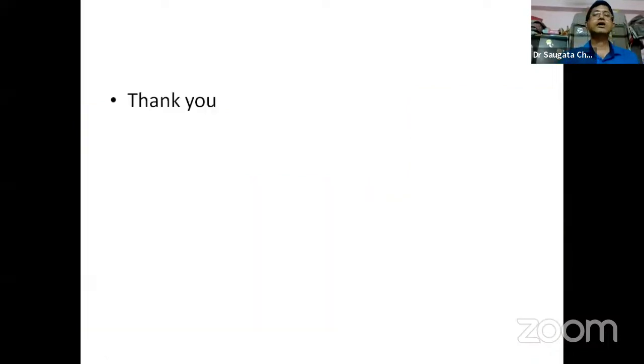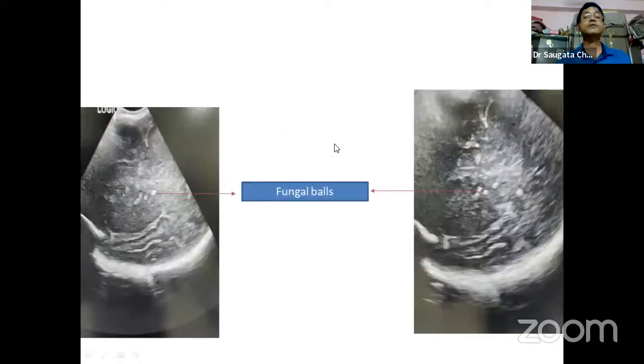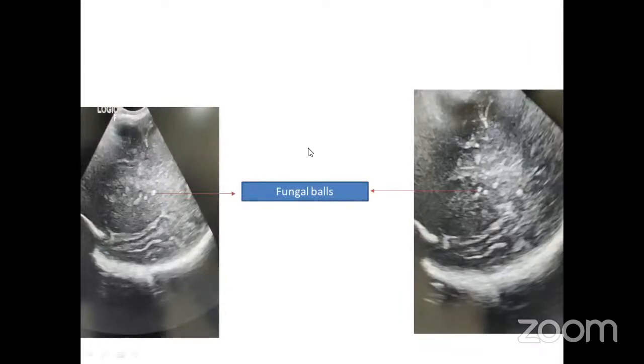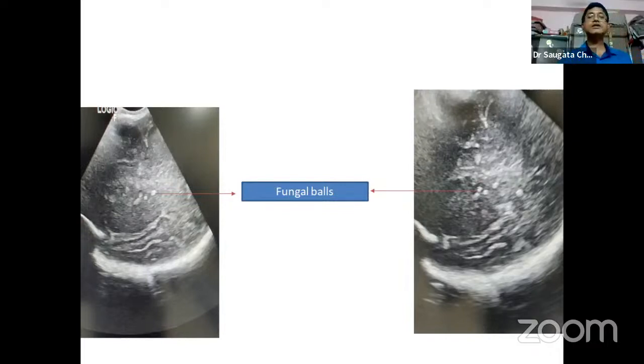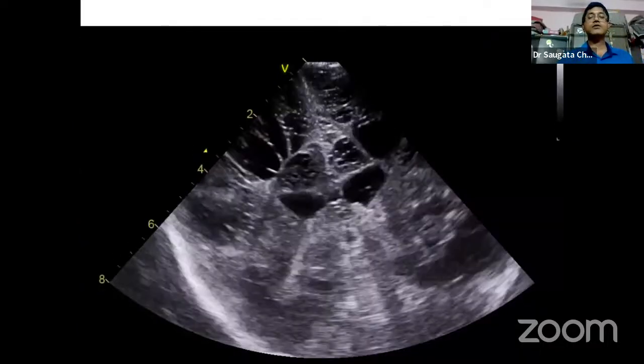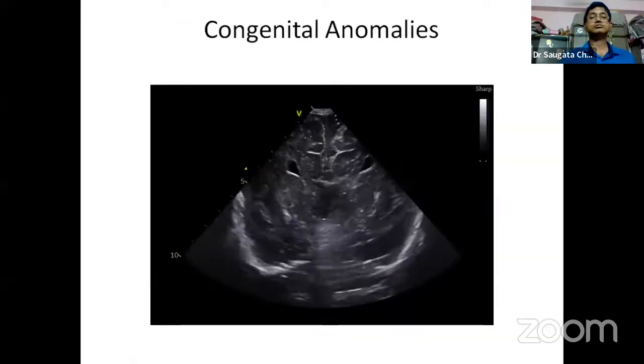So I think I kept it to these slides only, so I didn't extend much. It is short time. So can anyone ask any questions? Actually, there is a question: how to differentiate between bleed and choroid plexus. First you see the normal.